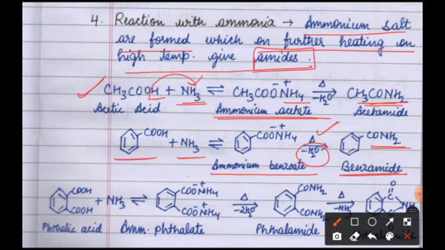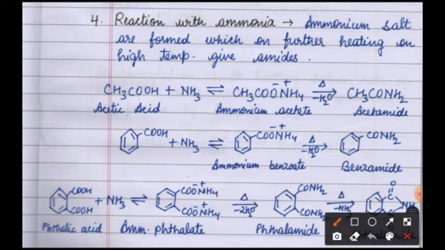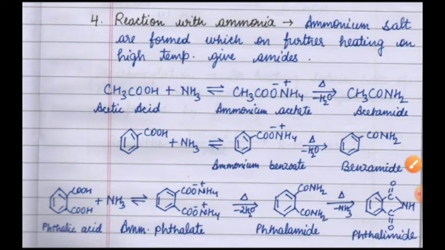If you see your NCERT, one more reaction is given there. This compound, phthalic acid, reacts with ammonia to form ammonium phthalate first. If two COOH groups are attached to the benzene ring, it is known as phthalic acid. It will react with ammonia to form ammonium phthalate. Now this will change into phthalamide first, which on further heating will change into phthalimide. The final product is phthalimide.